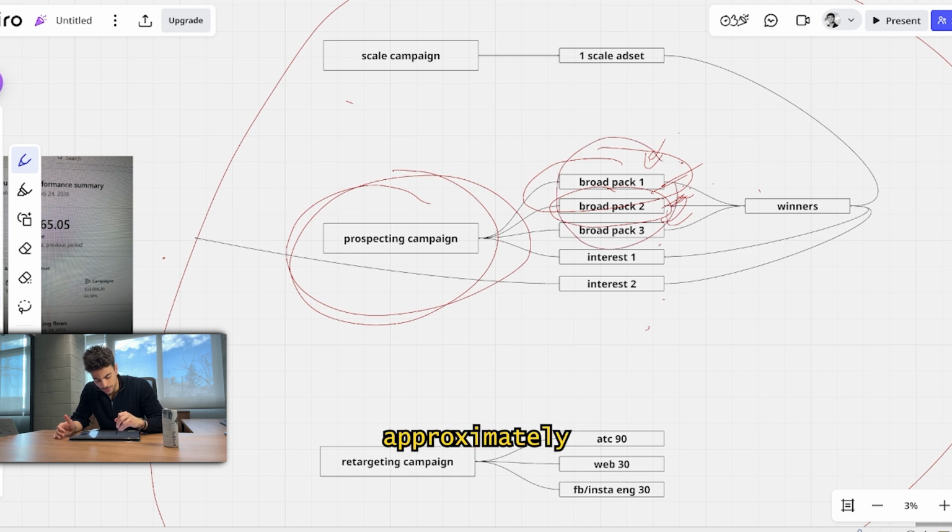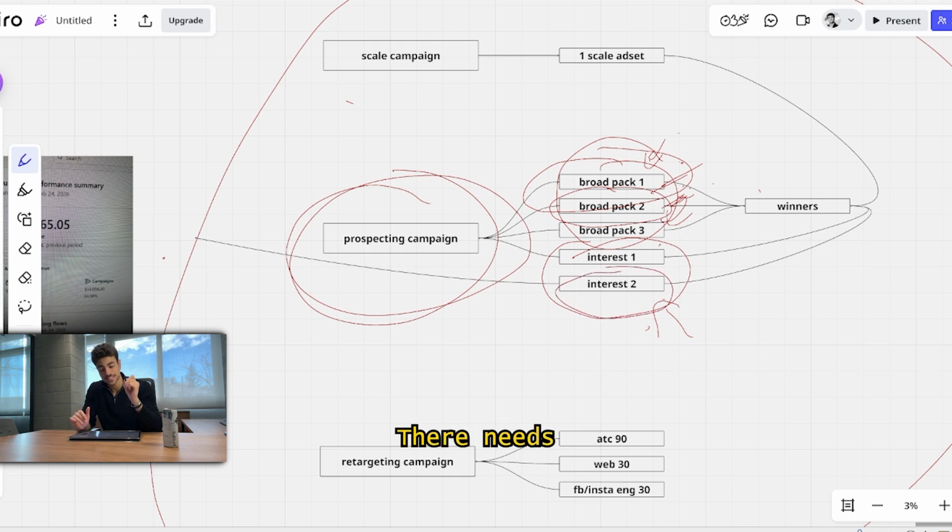After you have approximately 3 weeks of data, you need to launch 2 interest group ad sets, okay? Each ad set is going to have 1 interest group. You cannot stack interest groups. There needs to be 1 interest group per ad set. In there, you're going to put in your winners from the broad pack, okay?